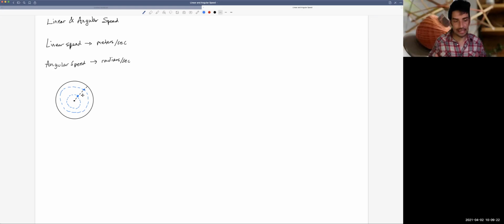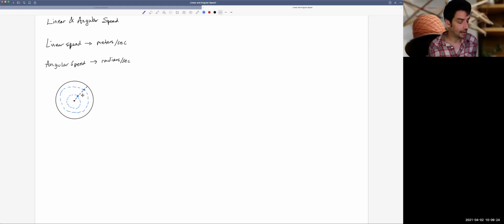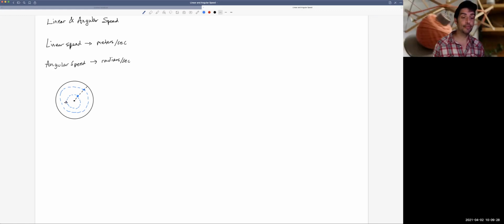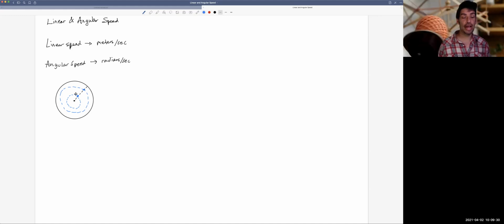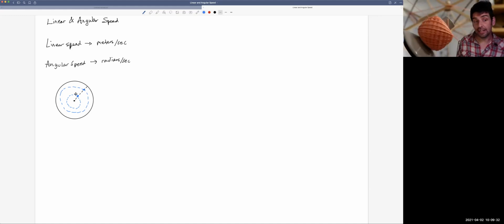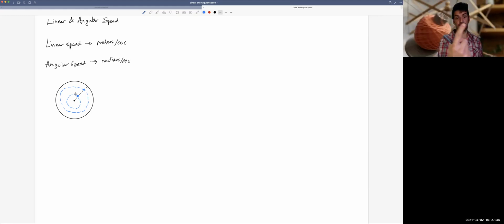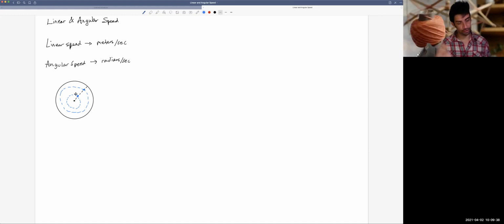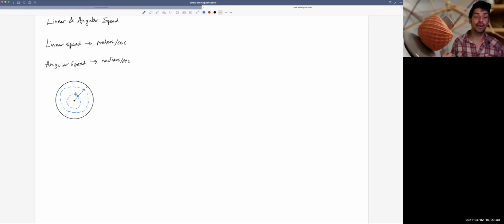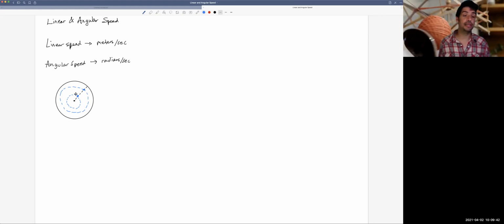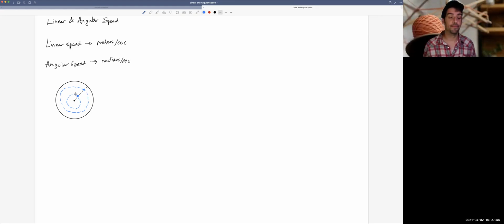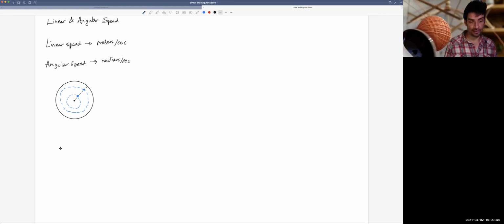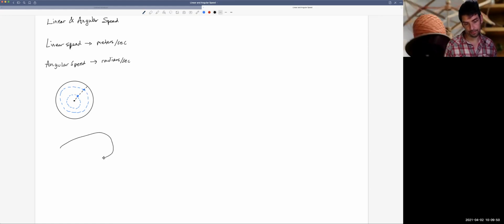So these ideas are a little more complicated. Their relationship to each other can be a bit complicated because in this example, these two children would have the same angular speed. Each one is covering the same amount of angles in every minute or second or whatever we're talking about, but at the same time, their linear speed is going to be quite different.